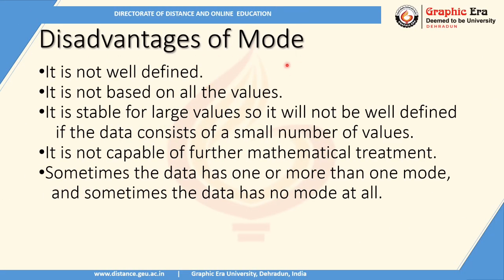What are the disadvantages? It is not well defined. It is not based on all the values. It is not stable for small values, so it will not be well defined. If the data consists of a small number of values, it is not capable of further mathematical treatment. Sometimes the data has one or more than one mode, and sometimes the data has no mode at all. If the frequency of all the data is the same, then we cannot tell any number as the mode.